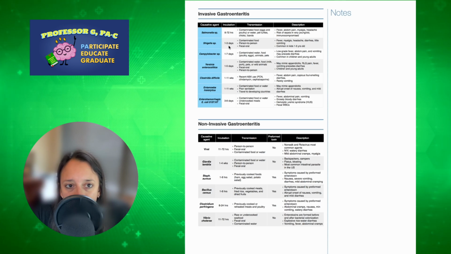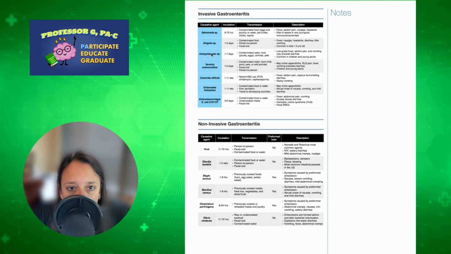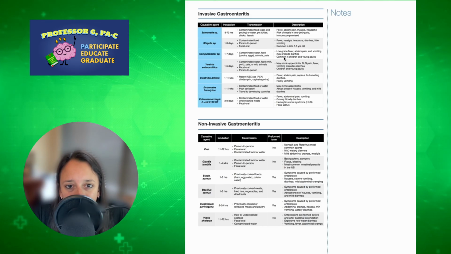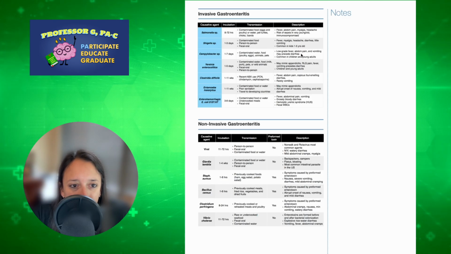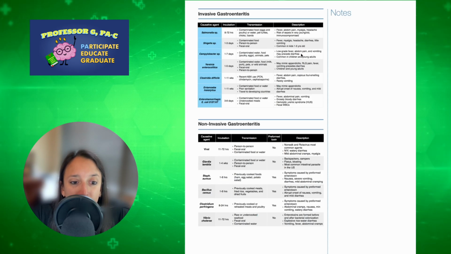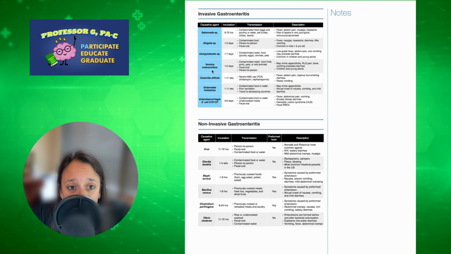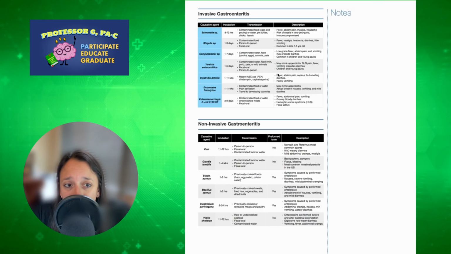Shigella, 1 to 3 day incubation period, contaminated food, person to person, or fecal-oral. And they have fever, myalgias, headaches, diarrhea. It's really also common in younger kids. Campylobacter, 1 to 7 days, and contaminated water, food, poultry, eggs, animals, pets, low-grade fever, abdominal pain, and then common in children and young adults. And remember, the Campylobacter also has to do with Guillain-Barré, right? Yersinia enterocolitica. So Yersinia is going to be contaminated water, food, milk, fecal-oral, person to person, and it may mimic appendicitis.